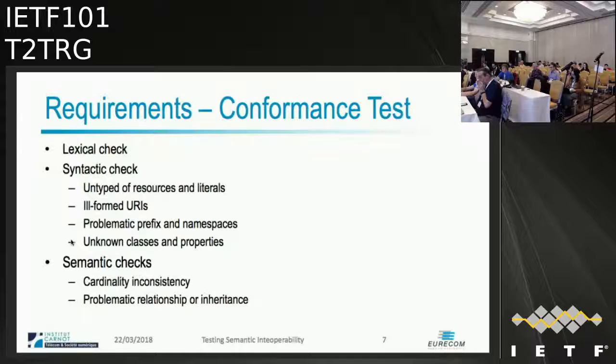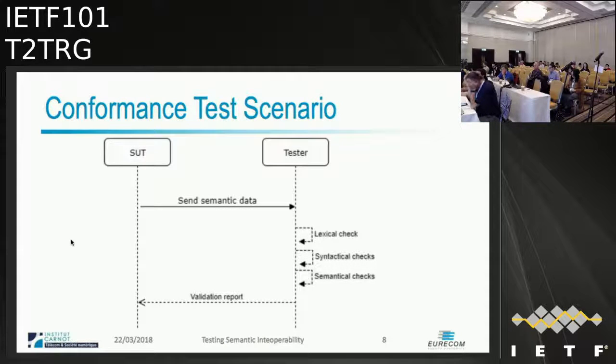Next. Initially, when we started working on it, we started gathering requirements for both the conformance test as well as the interoperability test. For the conformance test, we clustered everything around three main checks. We first perform a lexical check, then go into syntactical checks, and finally do semantic checks. Next. This is a very basic test scenario that you see. We have one system under test and a tester. The SUT sends a piece of semantic data to the tester, which in sequence performs all three checks, generates a validation report, and sends the validation report back to the SUT.